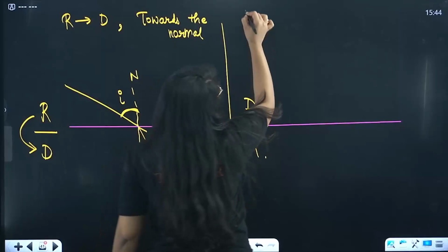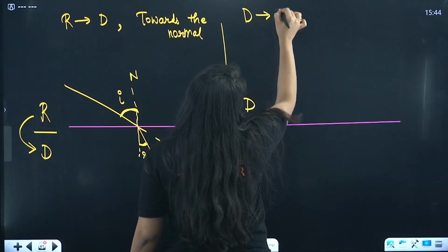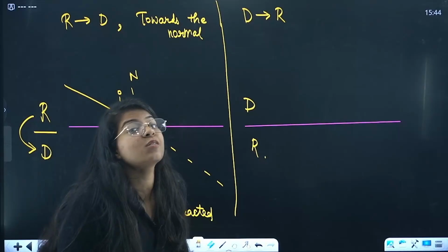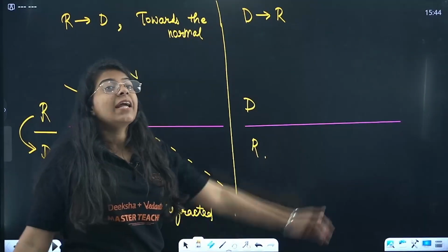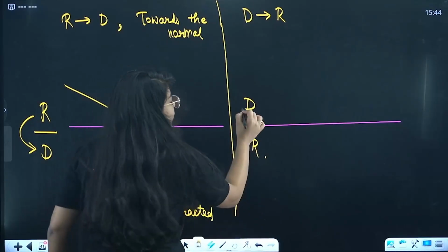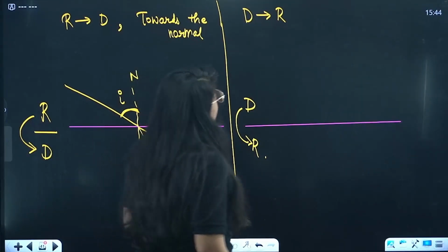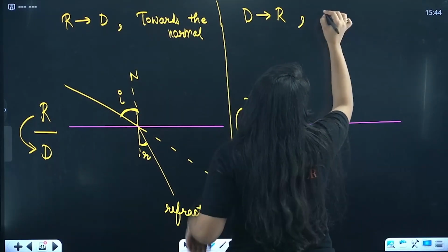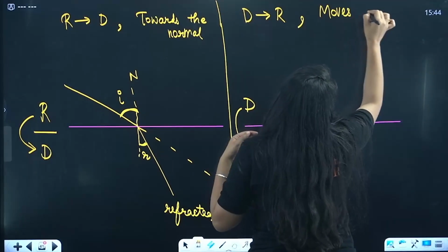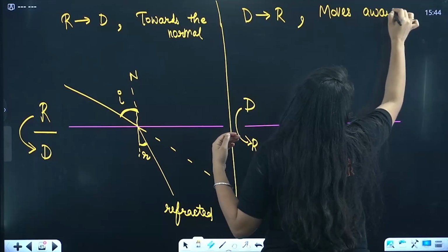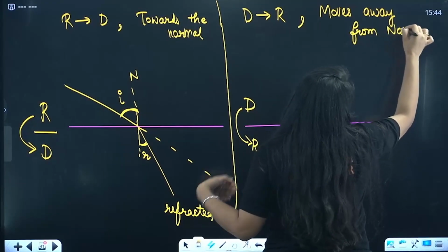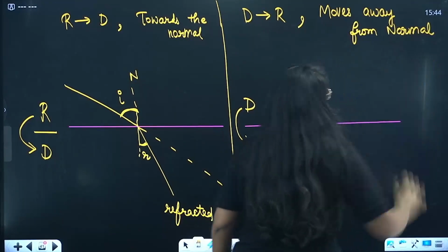Now let's see, if light goes from air, the light is going inside water. You are under the pool, you are looking at someone, right? So the light is coming from air into water, into your eyes. So it is going from denser to rarer. Now beta, when it goes from denser to rarer, it moves away from the normal. So these are the two things you have to remember.